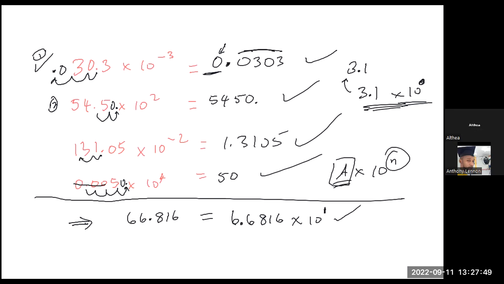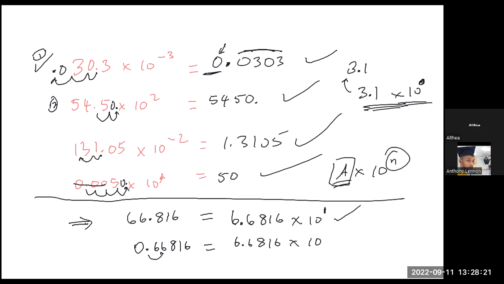If it was like this though, if it was 0.66816, what would it be in standard form? You're moving the decimal place to the right, to be 6.6816, one place to the right, right? Yes. So 6.6816, but the power of 10 will be different. What would it be?